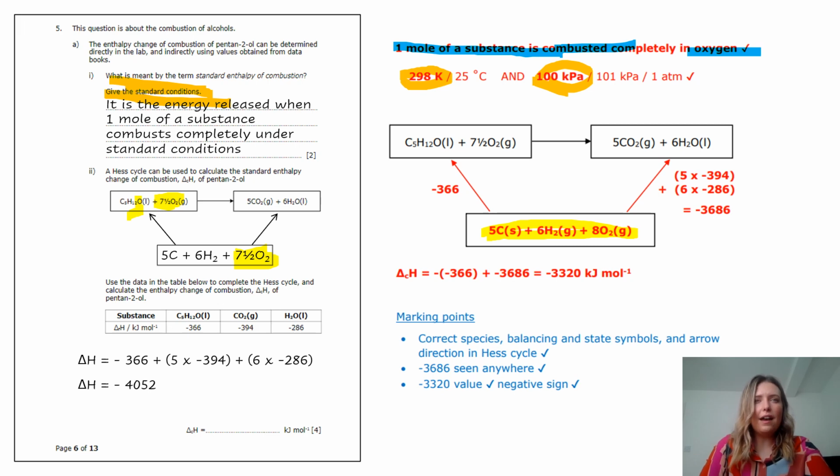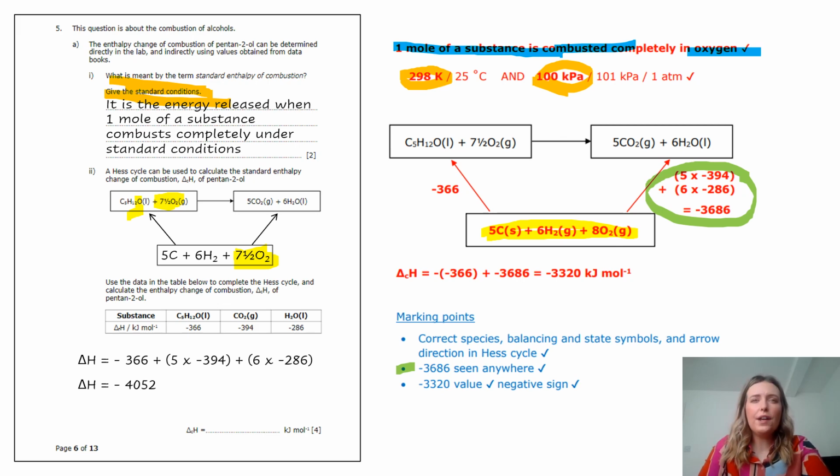The next part is for working out what goes on each of the arrows, or working out what goes on one of the arrows, because it requires some calculation. So it's really for this part of the calculation, that's this part. If you've written 5 times minus 3 times 4 plus 6 times minus 286, that is minus 3,686. And if you've gone on to get the right answer, you have evaluated this correctly, so you can have this mark. So where it says minus 3,686 seen anywhere, if you've done the correct calculation and you've got the right answer finally, so the minus 3320, you've done this, you can have this mark.